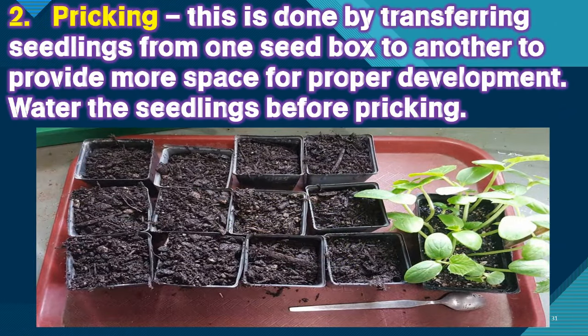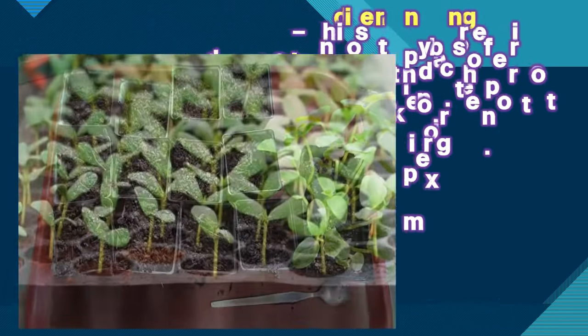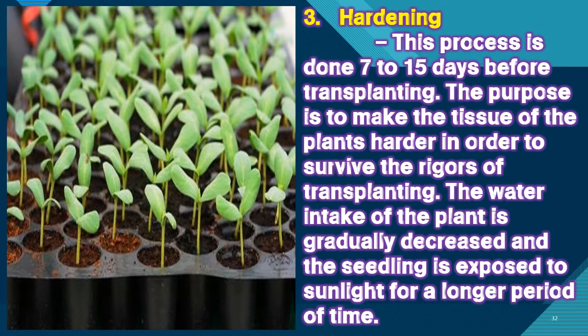2. Pricking. This is done by transferring seedlings from one seed box to another to provide more space for proper development. Water the seedlings before pricking. 3. Hardening. This process is done 7 to 15 days before transplanting. The purpose is to make the tissue of the plants harder in order to survive the rigors of transplanting. The water intake of the plant is gradually decreased and the seedling is exposed to sunlight for a longer period of time.